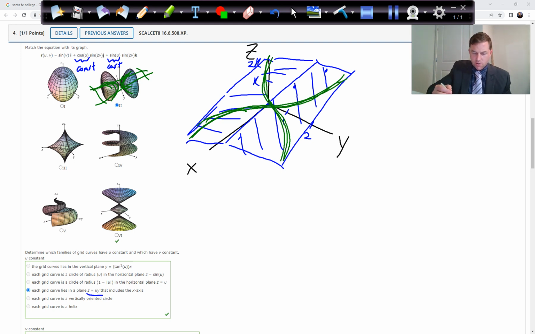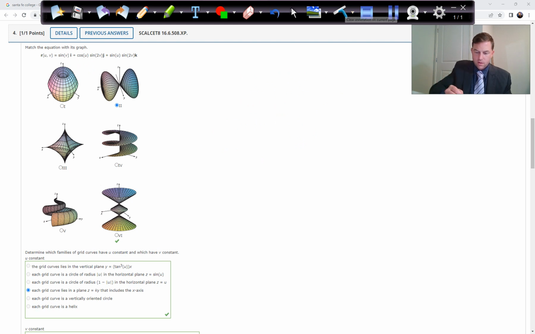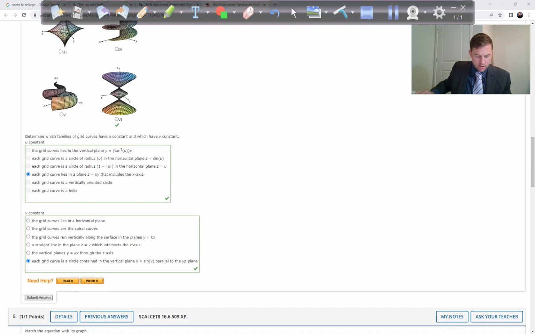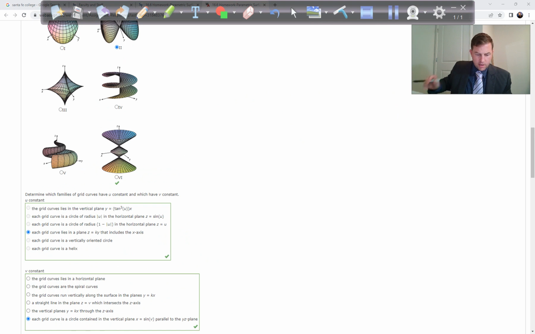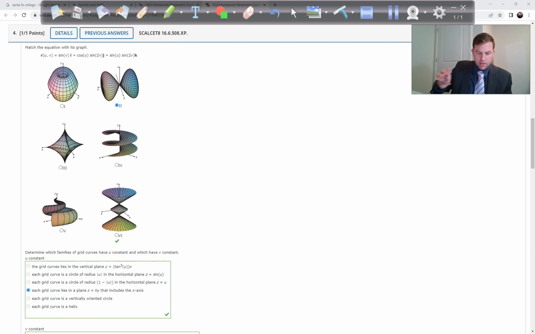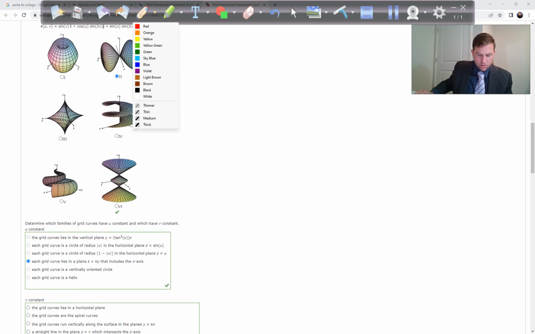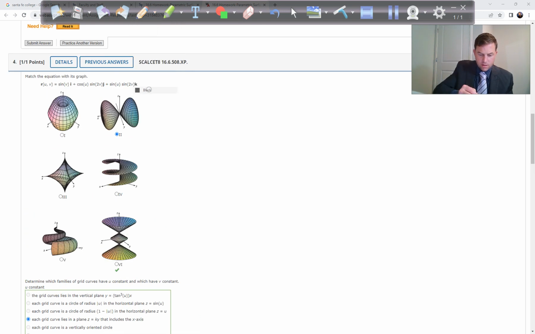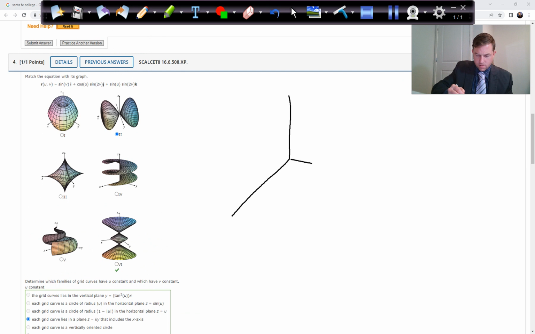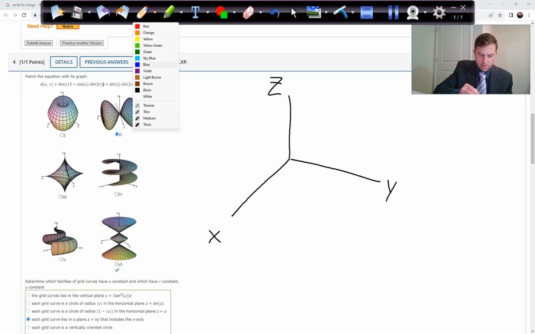I think it's actually easier to see the next one. So if we make v a constant, what we get is the plane x equals sine v, parallel to the yz plane. So we get, these should be circles. So it's like x, y, z, and now we are taking v to be a constant, so we're slicing into this shape over here.